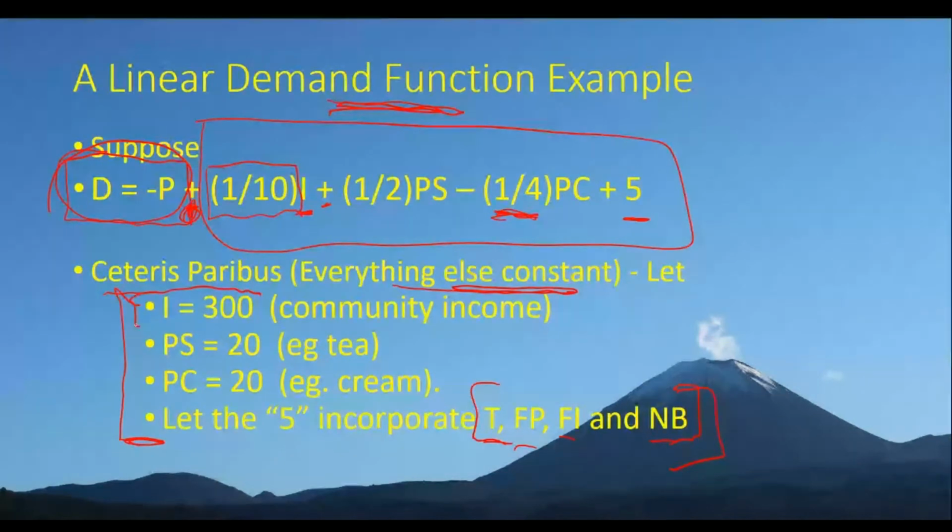So let's make up some numbers. Let's let I equal 300. Okay, and if it's 300, then we plug that in, and demand is going to be affected by 300 divided by 10, or it's going to be added up by 30, for example. Okay, we're going to imagine that the price of a substitute good is $20. The price of a complement is $20, like cream. And again, 5 incorporates everything else. So let's plug in some fixed values for that and see what happens.